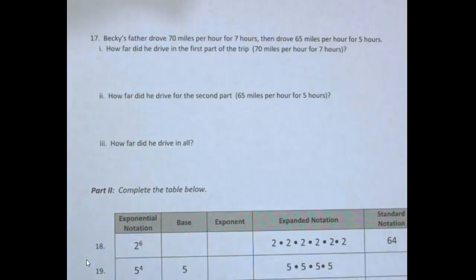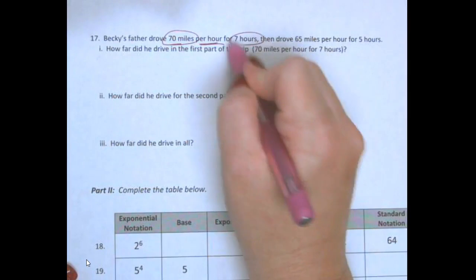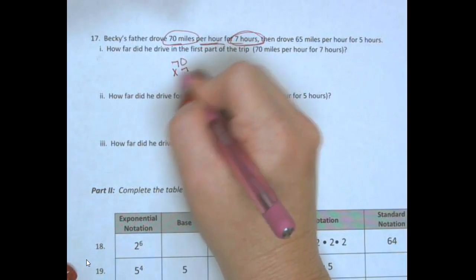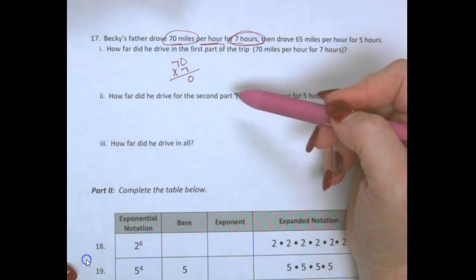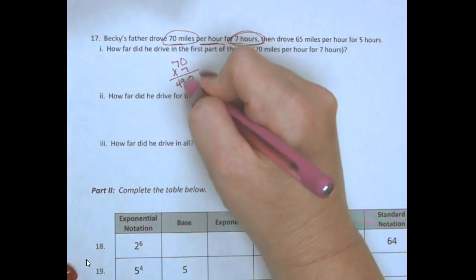Becky's father drove 70 miles per hour for 7 hours. Then drove 65 miles per hour for 5 hours. How far did he drive in the first part of the trip? The first part of the trip, he drove 70 miles per hour for 7 hours. So this is going to be 70 times 7. 0 times 7 is 0. 7 times 0 is 0. 7 times 7 is 49.